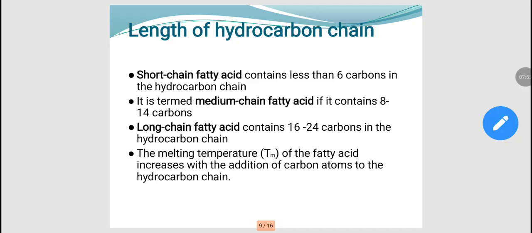So short chain fatty acids contain less than 6 carbons. Medium chain fatty acids contain 8 to 14 carbons. Long chain, 16 to 24. Very long chain fatty acids contain above 24 carbons. The melting temperature of the fatty acid increases with the addition of carbon atoms to the hydrocarbon chain.